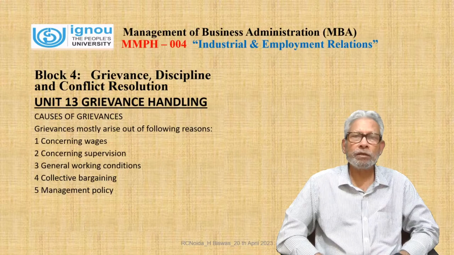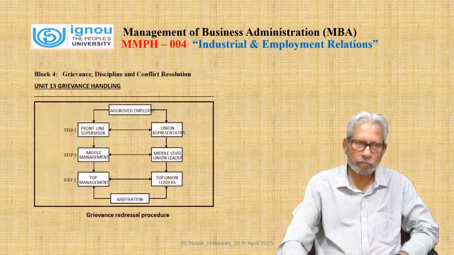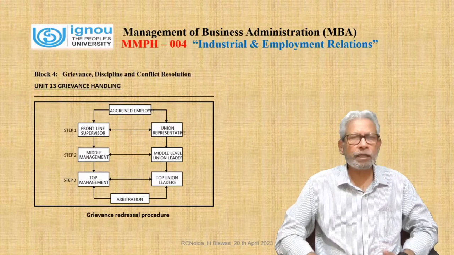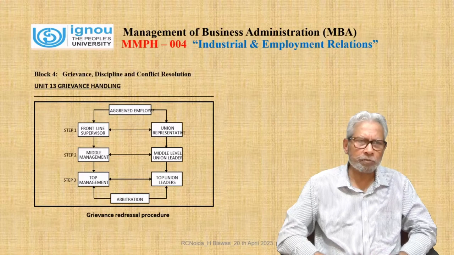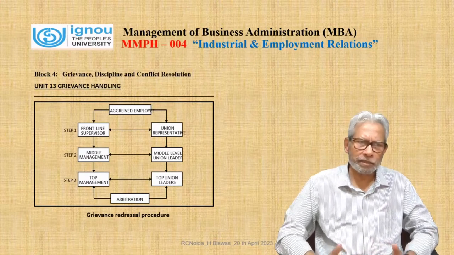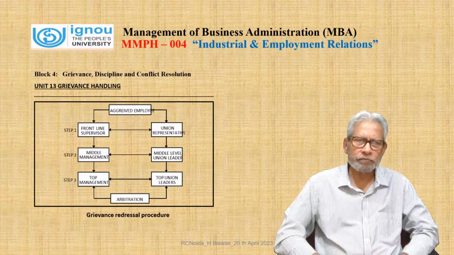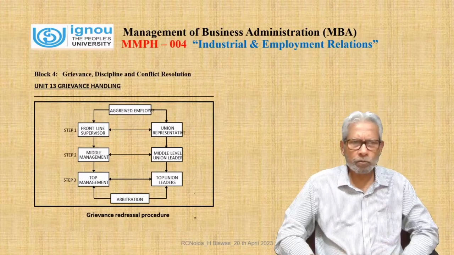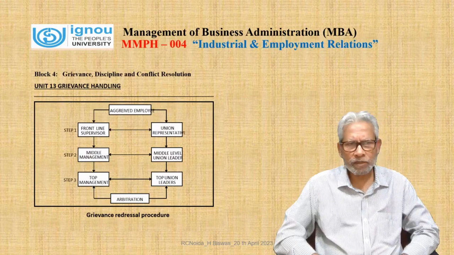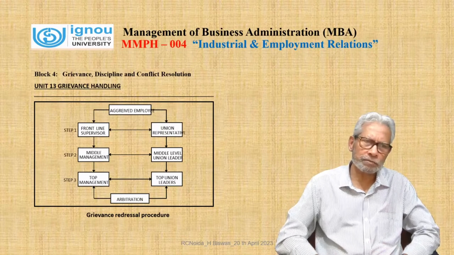We start from the employee side. One of the structures I'm giving you is the redressal procedure, the grievance redressal procedure. The grievance is raised by the employee, first to the frontline supervisors. That is step one. It can be the union representatives who handle things, or between the frontline supervisors and the union representatives. These are the first steps.